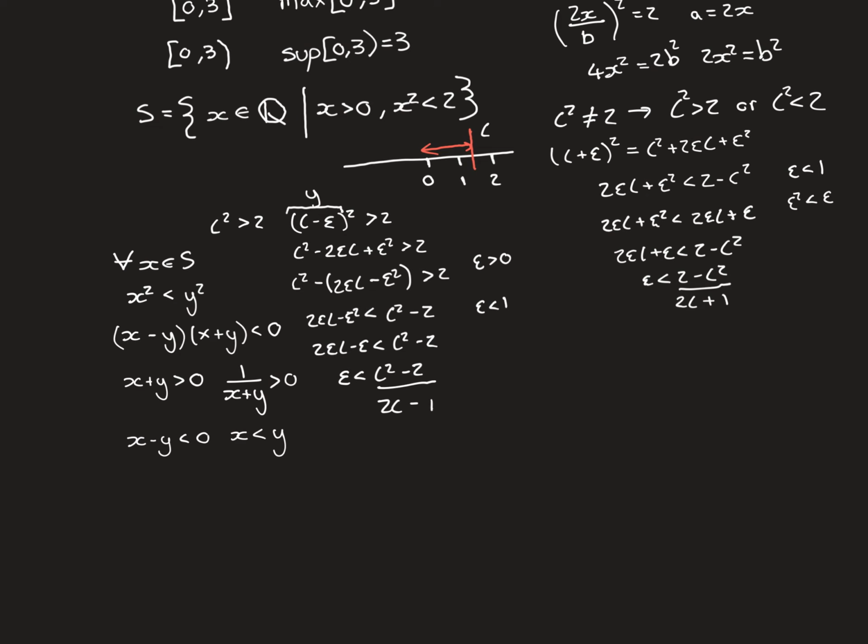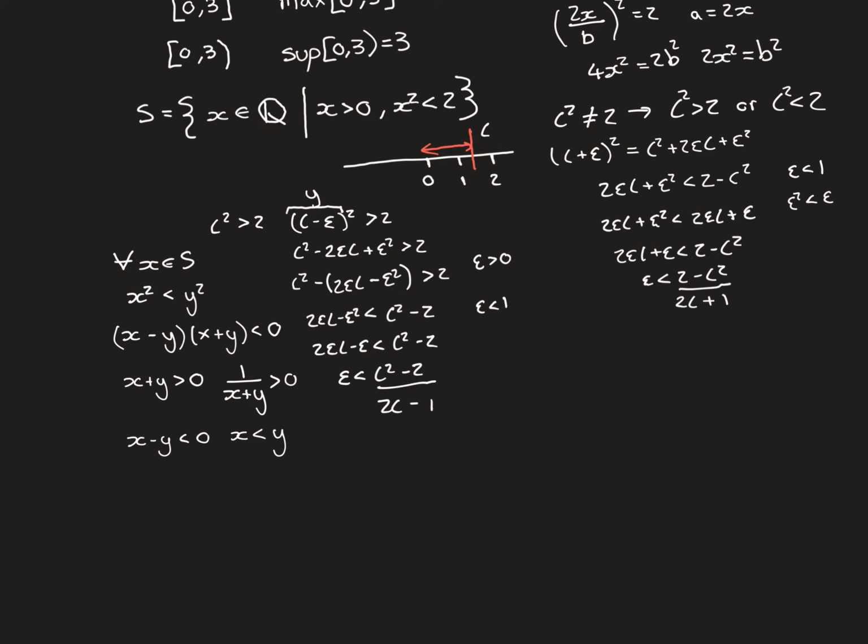So now, because this is greater than 0, we can multiply this through by that, and we then get that x minus y is less than 0, and you can then just add y onto both sides to get that x is less than y. So for all x in this set, they are going to be less than this element because, for all elements in that set, their square is less than the square of this element.